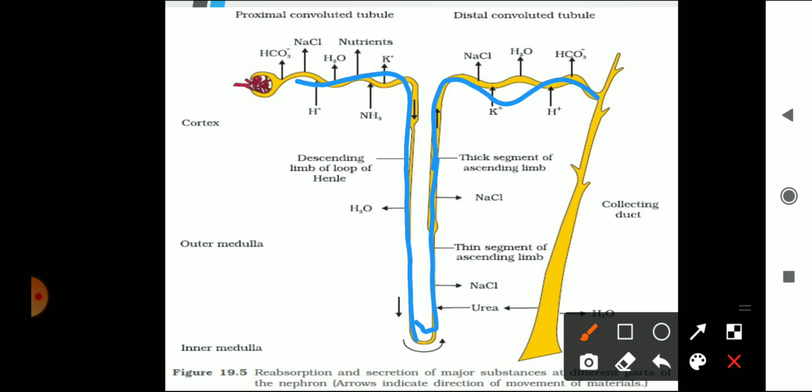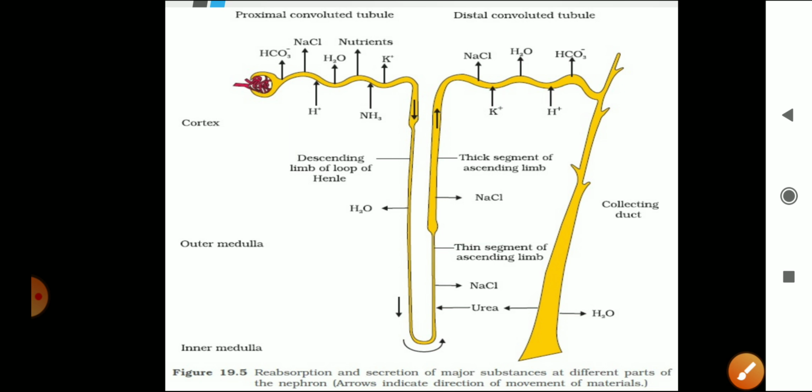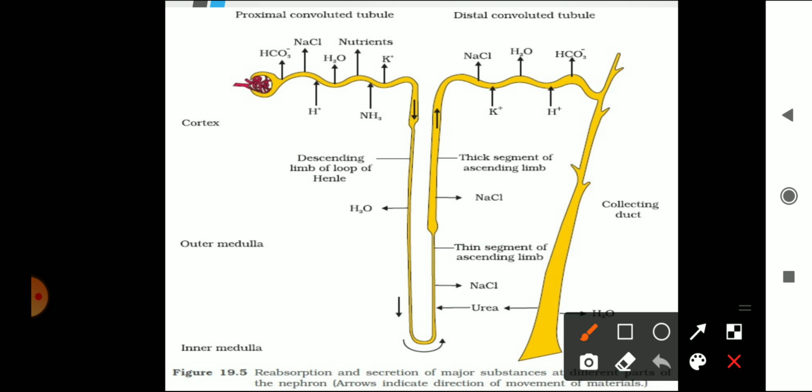So the urine which comes out, the filtrate, the glomerular filtrate which comes out from the glomerulus, that is from the Bowman's capsule, by the time it passes through this Henle's loop and finally when it reaches a collecting duct, it will be concentrated urine.